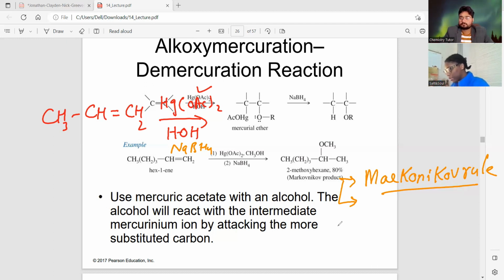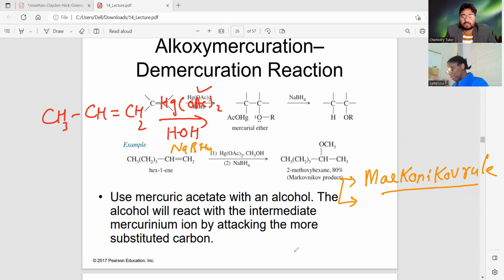Okay, carry on. What does the Markovnikov rule say? What's the statement of this rule? Rich become richer or poor become poorer? Yes, the rich get richer.